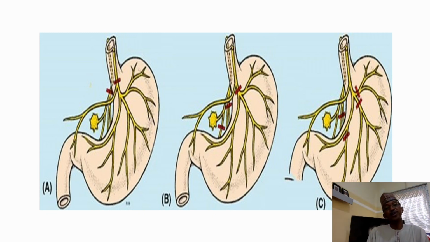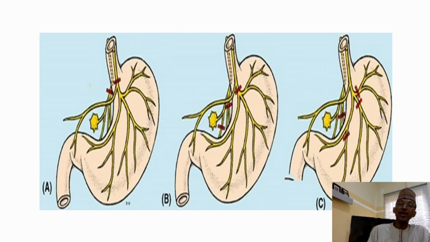By so doing, the supply of this vagus nerve to the stomach is cut off. And so the secretion of the hydrochloric acid by the stomach, which is under the influence of these branches of the vagus nerve, is no longer there. That is what we call total vagotomy. And this total vagotomy actually has its own complications. So if you don't want too many complications, you can also do what we call selective vagotomy.